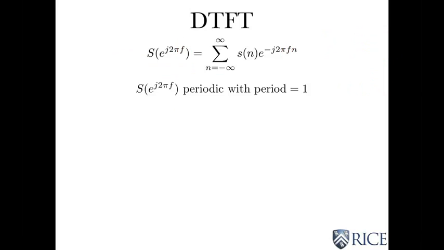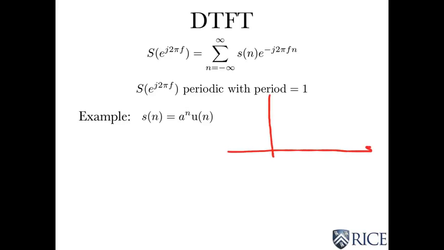Okay, so again, all spectra are periodic with period 1, and as we know, that comes from the fact that this is periodic with a period of 1 as a function of f. So it has to be periodic, and I'm going to show you an example to show you how that works. So here's a little simple example. It's an exponential signal, and let's plot it so we understand it.